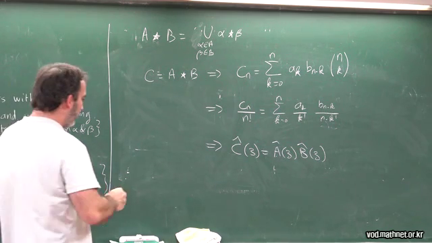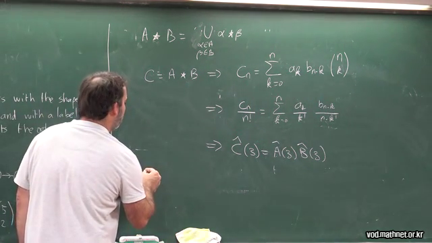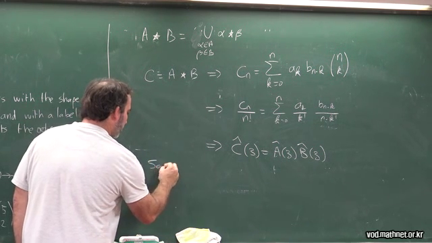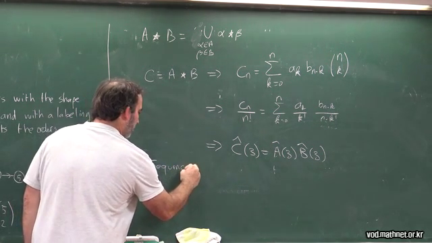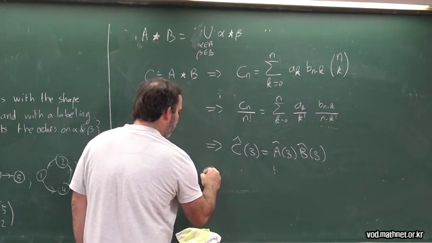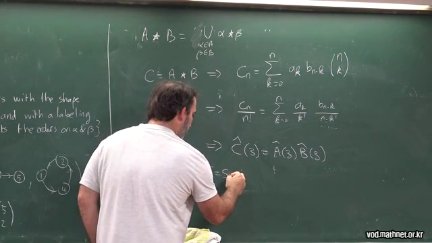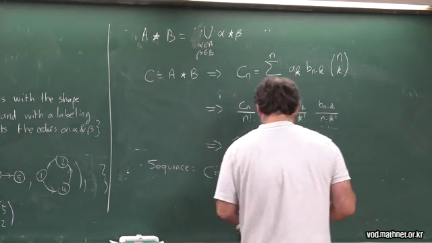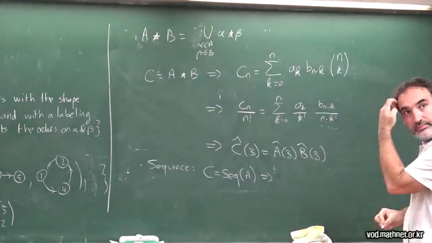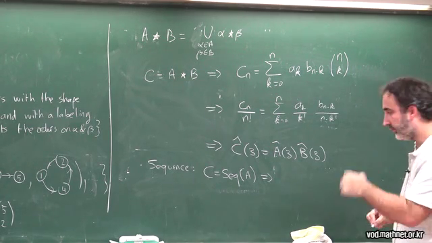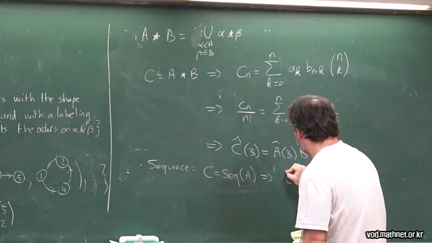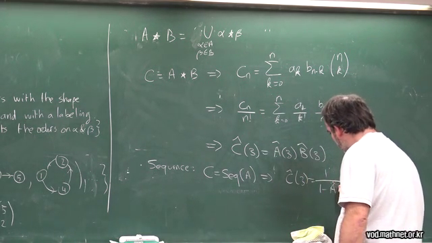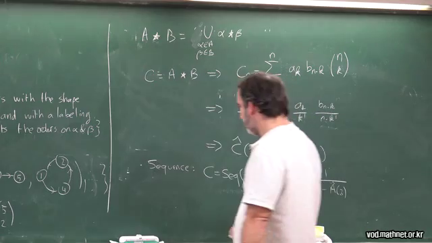And we have more. I will just write it, but the sequences still work. So if C equals sequence of A, then C of Z equals 1 over 1 minus A of Z, but you have a lot more.